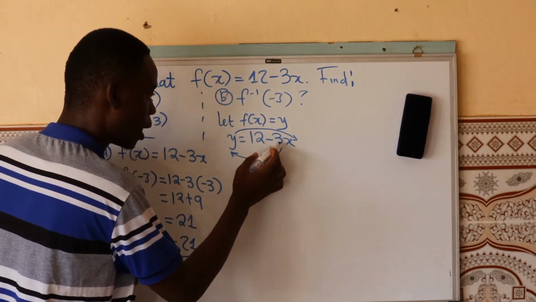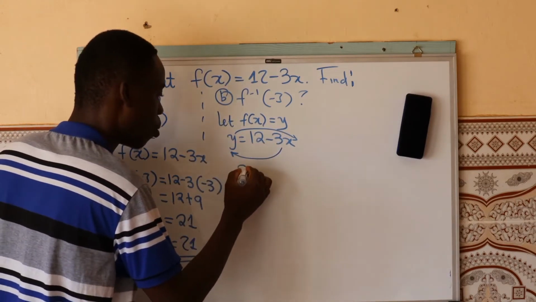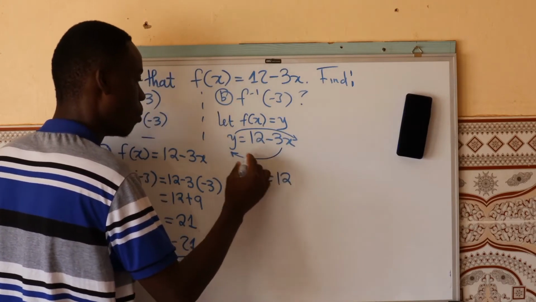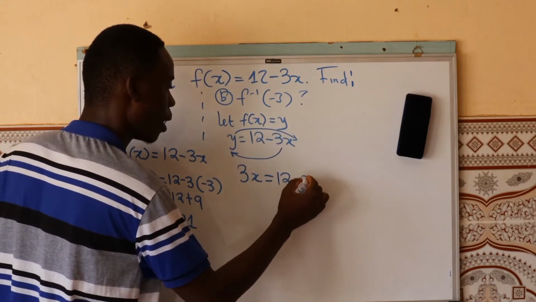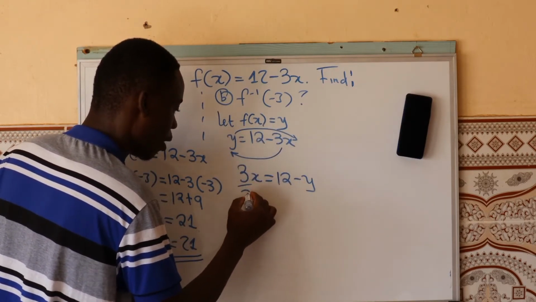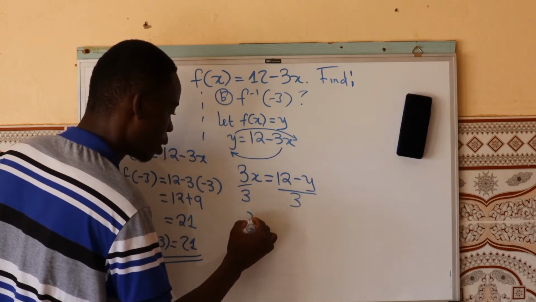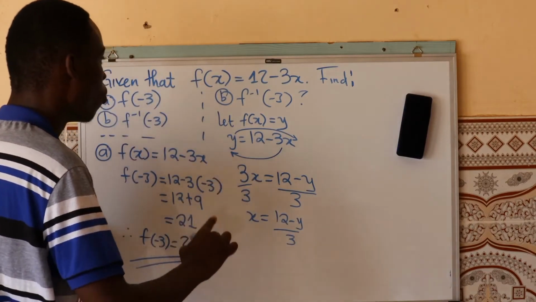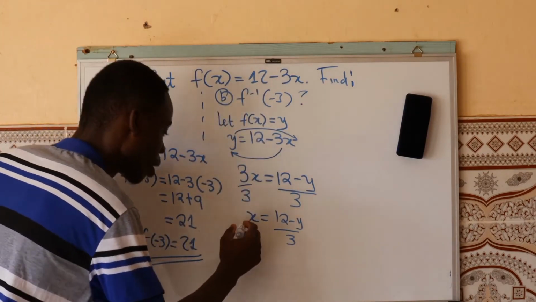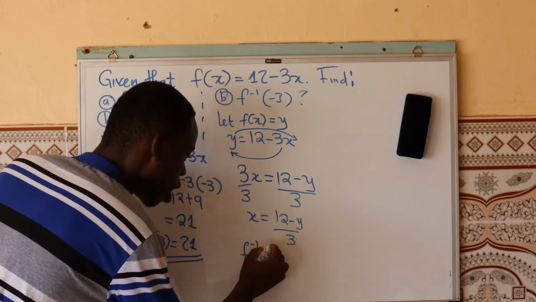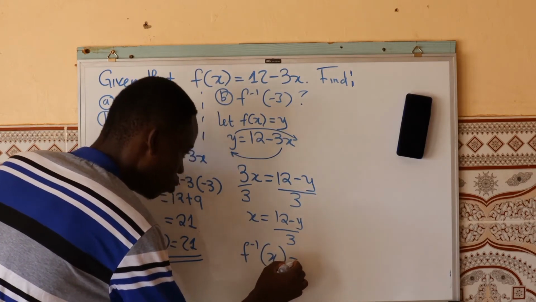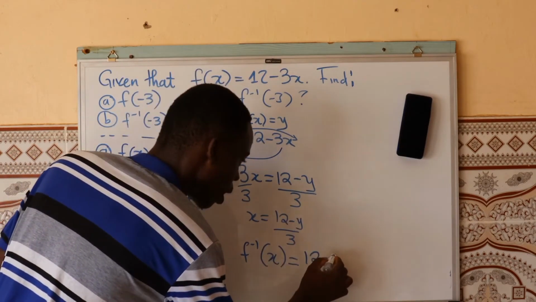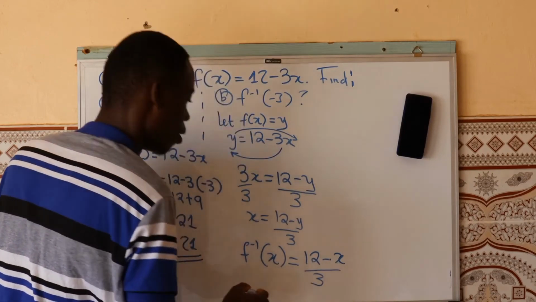So negative 3x goes on the other side of the equation, becomes positive 3x, which is equal to 12 as what will remain. And when y crosses the equal sign, it becomes minus y. And this will be divided by 3 in order to find x, which is 12 minus y over 3. Therefore, when writing the inverse in our case, we're going to say f inverse of x is equal to 12 minus, where there's y, we replace with x, divided by 3.